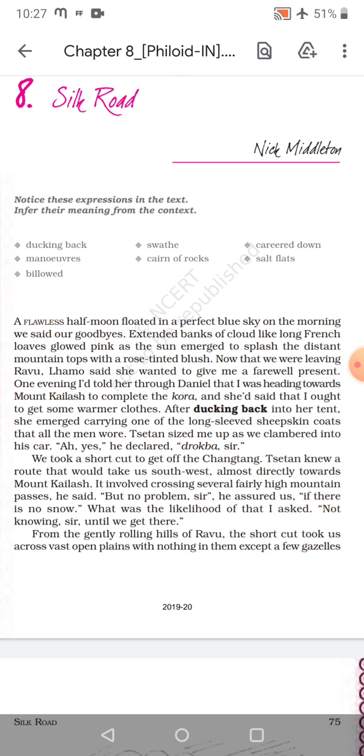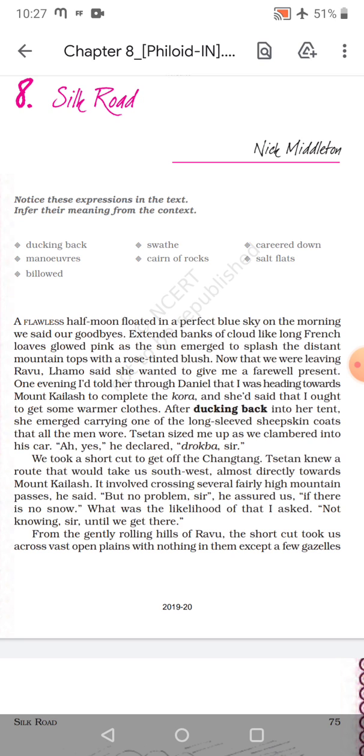And she said that I ought to get some warmer clothes. So she knew that I am going to Mount Kailash, and you know that Mount Kailash is situated in the Himalayas and it would be very cold there. So the lady suggested that if you are going for Kora, you have to wear some warm clothes.